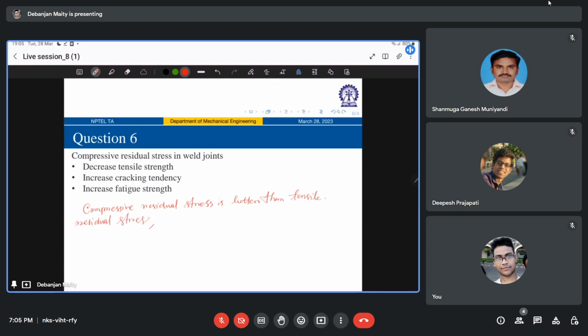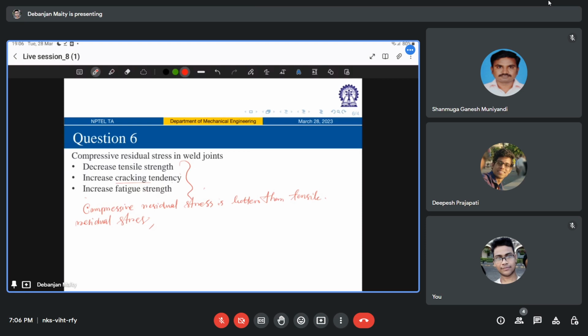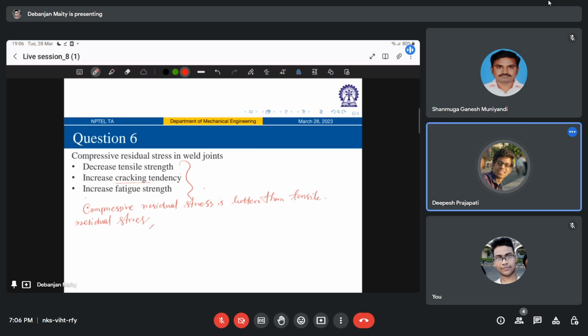So for this question, compressive residual stress in weld joint decreases tensile strength, increases cracking tendency, and increases fatigue strength. Just looking at these three options, which one is beneficial for you? Third one. Right.